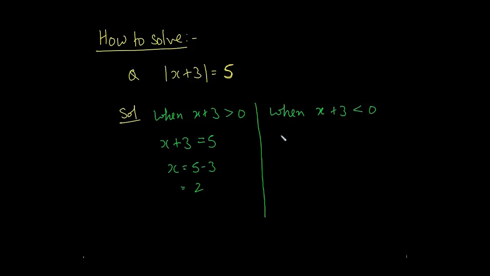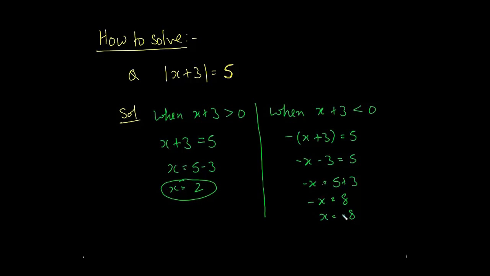And the second is when x plus 3 is less than 0, so we put a negative sign and multiply the whole left hand side by a negative. Now the equation changes to minus x minus 3 equals 5, or minus x is equal to 5 plus 3, or minus x is equal to 8, so x is equal to minus 8. So we have these two solutions: either x equals 2 or x is equal to minus 8.